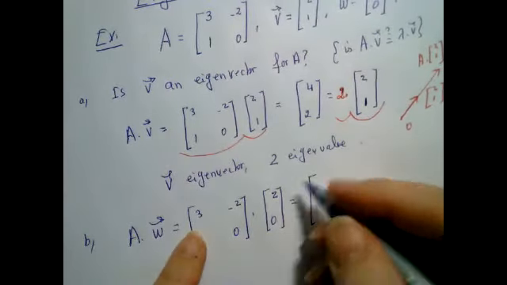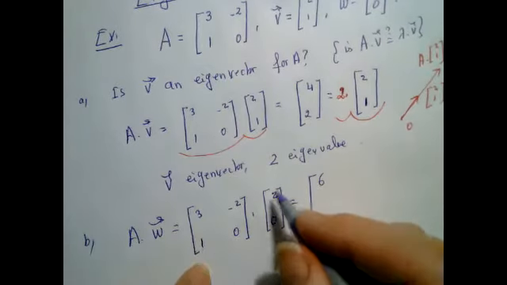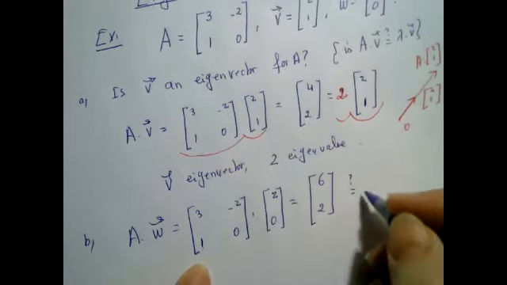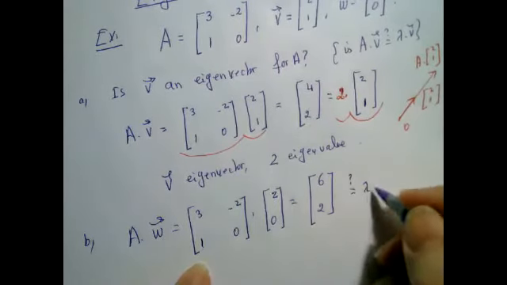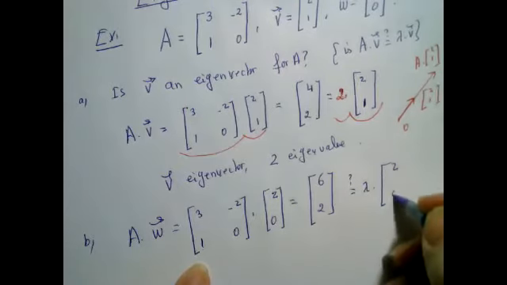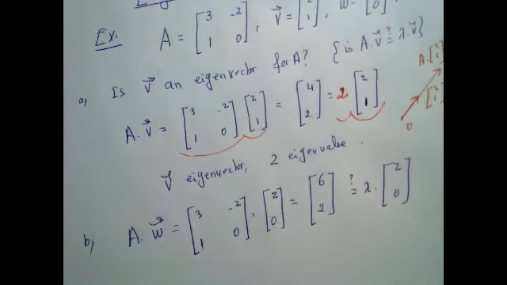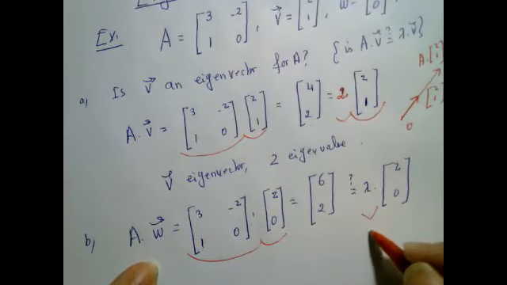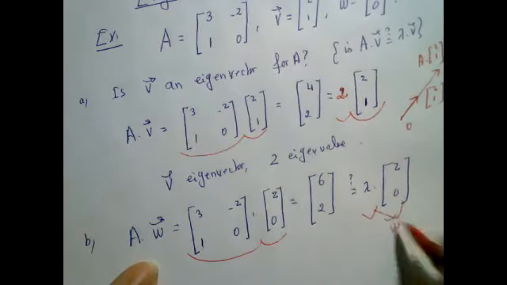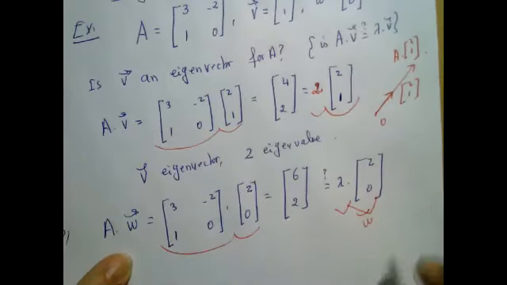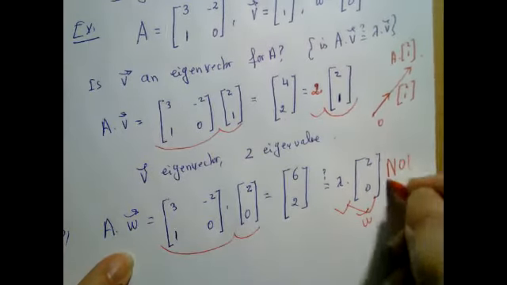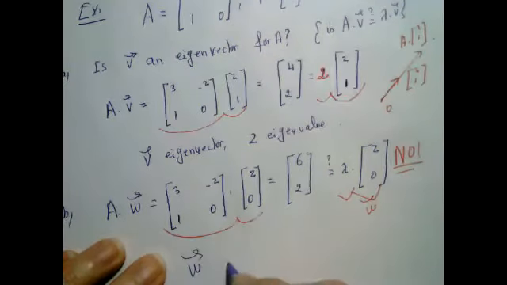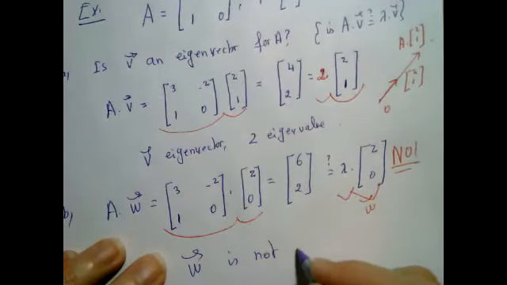3 times 2 is 6, 2. And the question is, is this equal to a scalar times (2, 0)? That's really what an eigenvector is. So that's A times W. Can I write this as a scalar times W? And of course, no. There is no way I can find the scalar. So W is not an eigenvector.